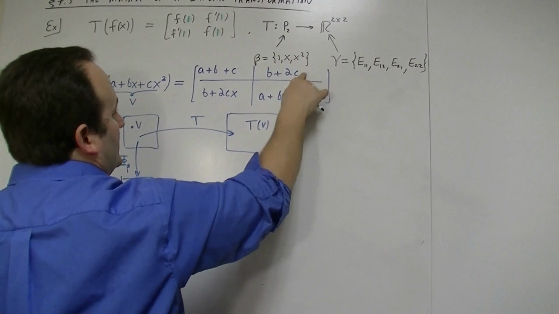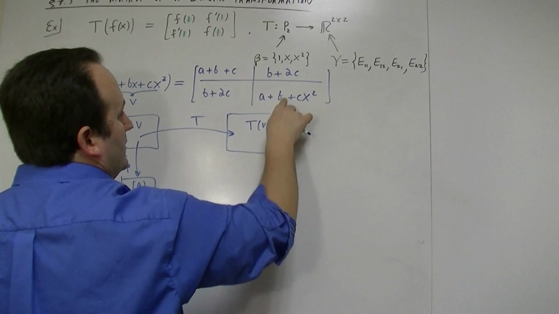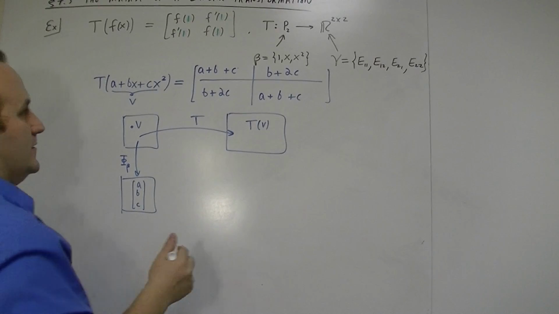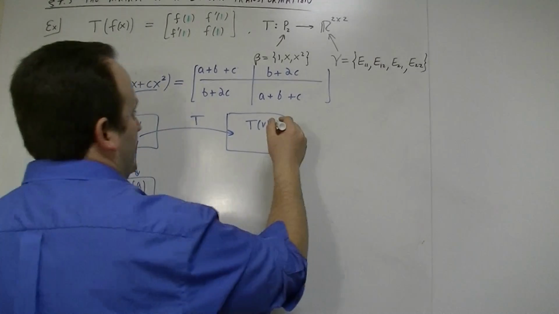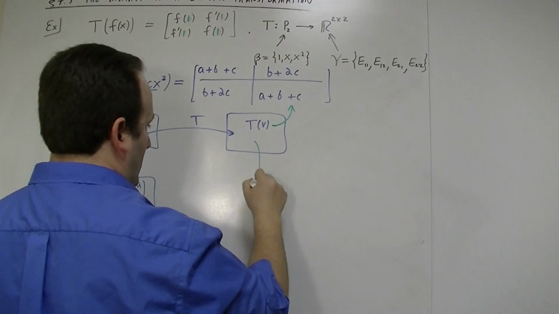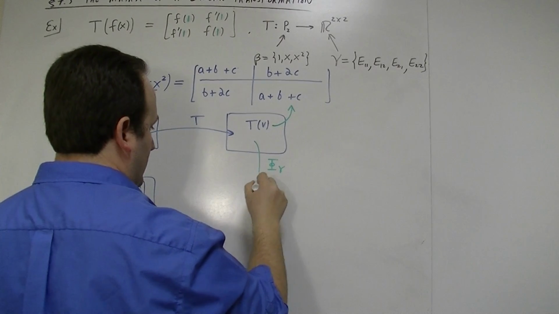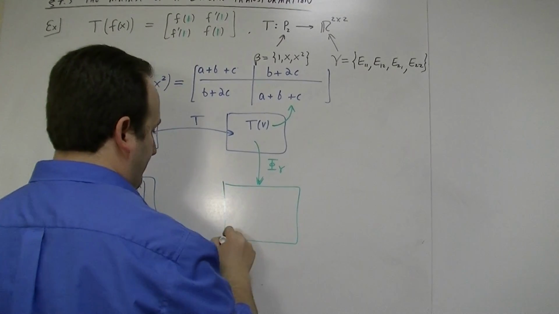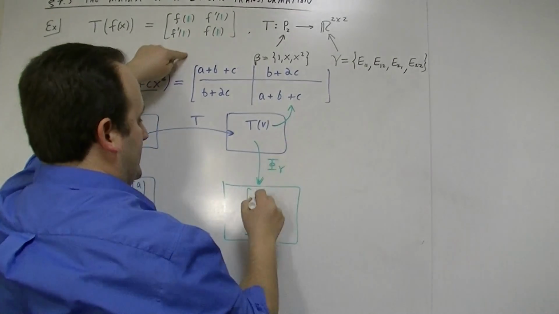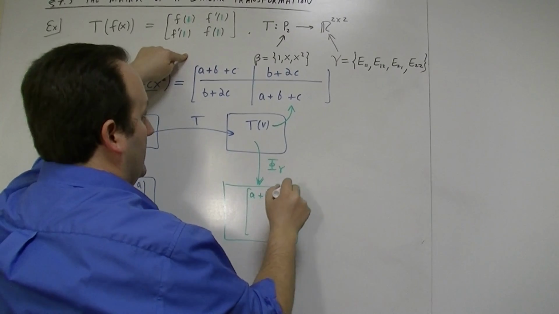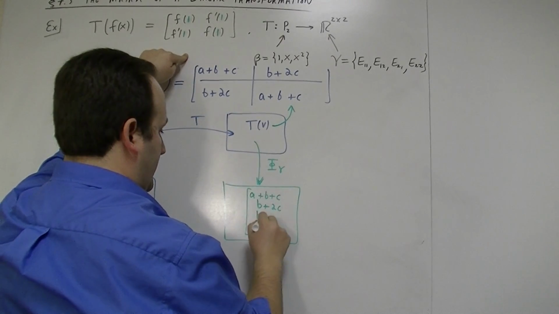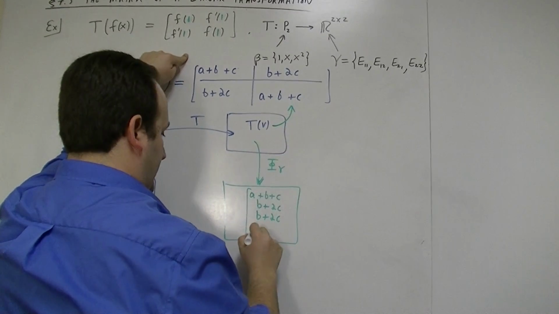So that's easy enough to fix. There we go. All right, now we've got something. So this is T of e right here, right? So under the gamma coordinate map, what do you got down here? The first thing, the 1,1 spot, is a plus b plus c. The second thing is b plus 2c. Third thing, b plus 2c. And then a plus b plus c yet again.